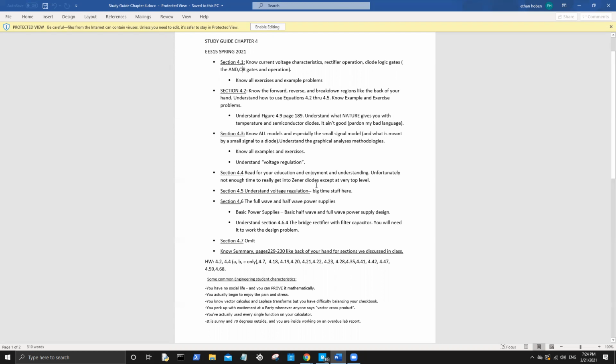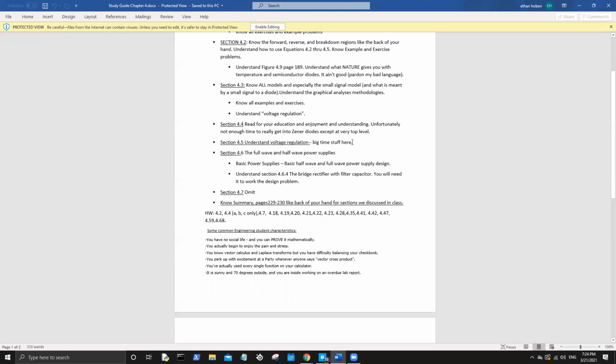Particularly for EEs, we are like the definition of theory engineers. What do we have? Read for your education. Nope. All right. Big time stuff here. Voltage regulation. That's what that whole design problem is for. And that's also what Zeners help us with.